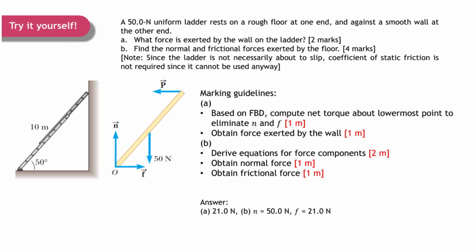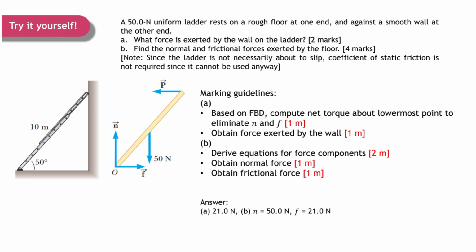Now, try this ladder equilibrium problem. First, draw the free body diagram and choose the bottom end of the ladder as the rotational axis. This eliminates the normal and frictional forces from the torque equation. Apply torque equilibrium to determine the force exerted by the wall. Then, use the horizontal and vertical force equilibrium equations to calculate the normal force and the frictional force exerted by the floor.